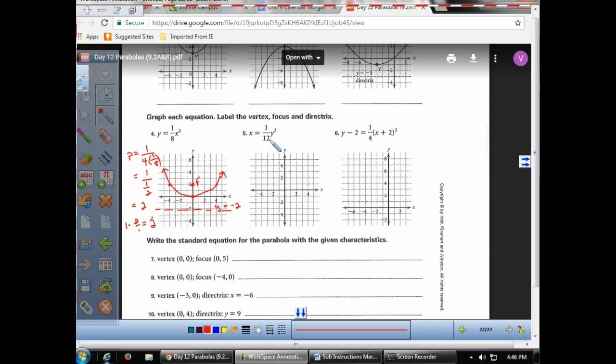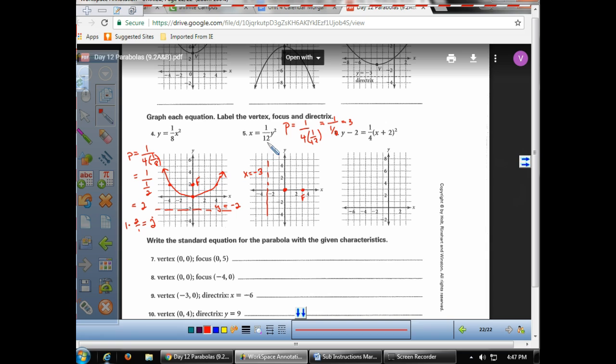Now this one is going to open to the right because it's x equals y squared, and this is positive. So my center is at (0, 0) again, and P is going to be 1 over 4A. And I'm putting in the A here. So this is going to simplify down to 1 over 4 times 12, which is going to be 1/3. So P is going to be 3. So now I'm going to go 3 to the right for my focus and 3 to the left for my directrix. So this is going to be the line x equals -3.